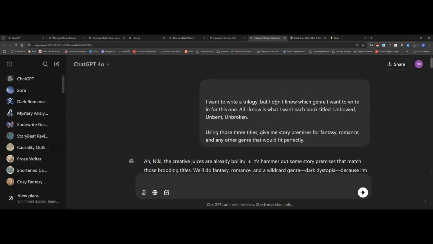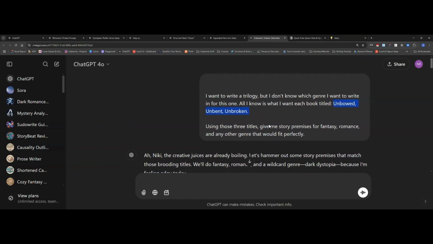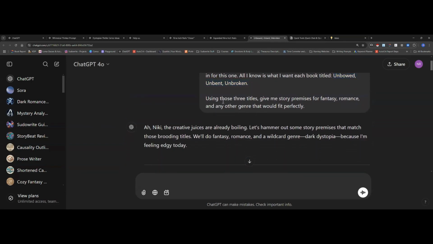I want to write a trilogy, but I don't know which genre I want to write in. And I told it, all I know is I want the title for each book to be one of these. And then I told it, using those three titles, give me story premises for fantasy, romance, and any other genre that would fit perfectly. I gave it my go-tos, the ones that I know I like to write in, but I also wanted to see what it would do, giving me something different. And the other genre ended up being a dystopian one, and I actually like it, I think, the best.